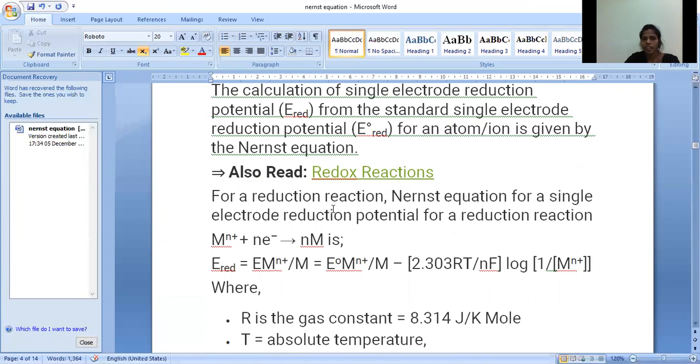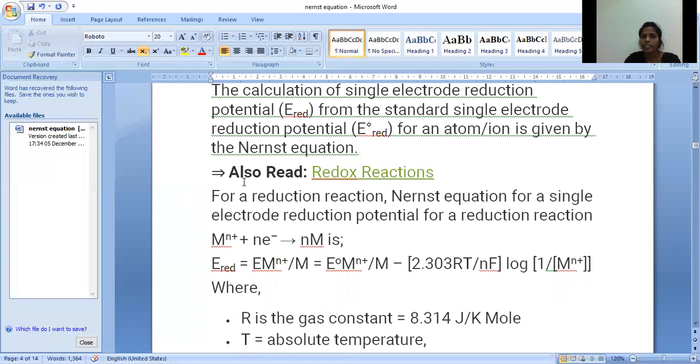So for a reduction reaction, we can take redox reactions. That means we can take either the reduction reaction or the oxidation reaction. That means we can apply the Nernst equation either to the anode or to the cathode. Because reduction means the electrode is acting as a cathode, and oxidation means the electrode is acting as the anode. So this expression is applicable for both redox reactions.